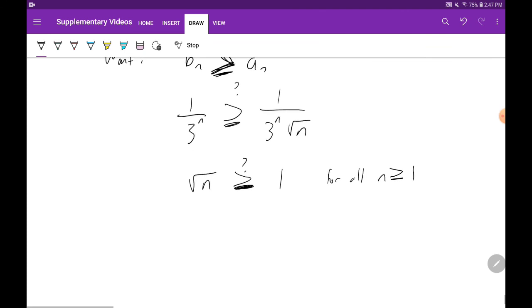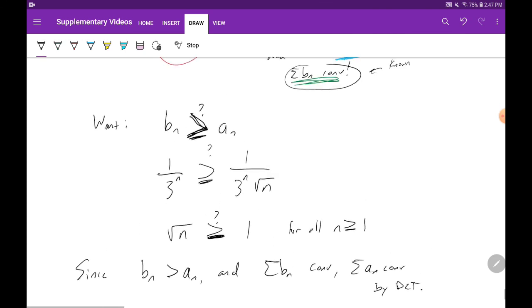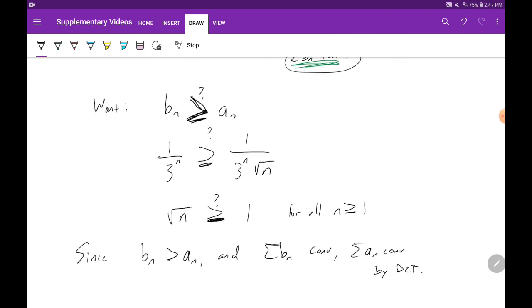So since we have a true statement, since b sub n is greater than a sub n, and the sum of b sub n converges, don't need to say why, the sum of a sub n converges by DCT. And that's it.